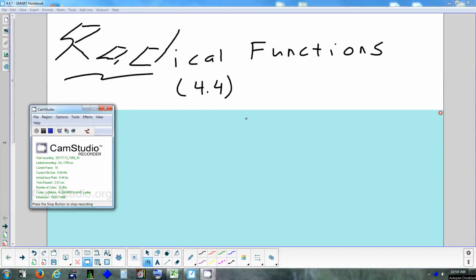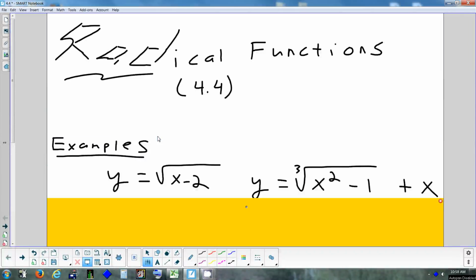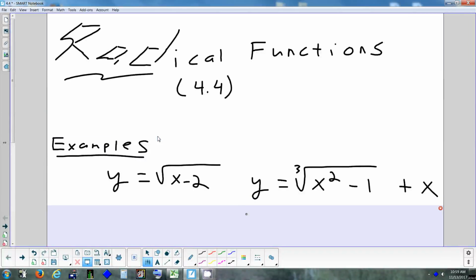Okay, so we're going to start off by looking at 4.4, which is the last section in chapter 4. Most of this chapter was on rational functions, which is functions that are fractions. Radical functions are functions that have roots in them. And we're going to learn there's a pattern. Generally when you're graphing these, which we are going to do a little graphing, even roots have a certain look to them, and odd roots have a different look.